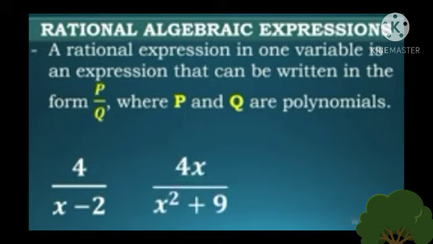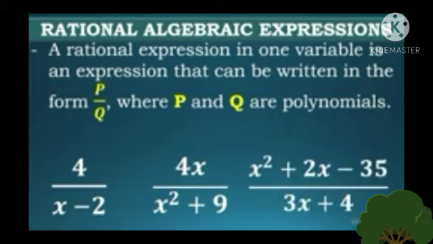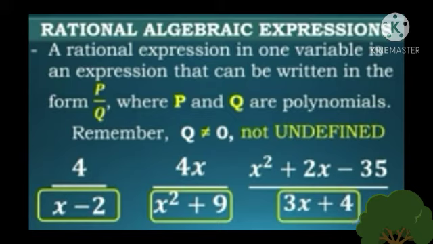Now, here are the examples: 4 over x minus 2, x over x squared plus 9, x squared plus 2x minus 35 over 3x plus 4. Now, remember that q, or our denominator, must not be equal to 0. Why? Because when the denominator is equal to 0, that will make the rational algebraic expression undefined. So be careful. Try to substitute according to the variable.